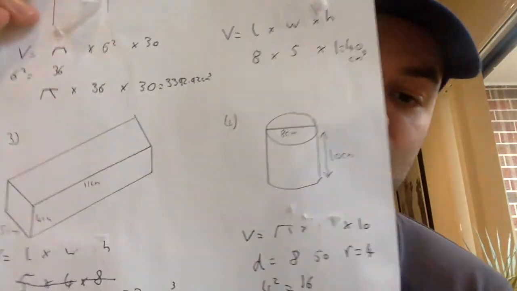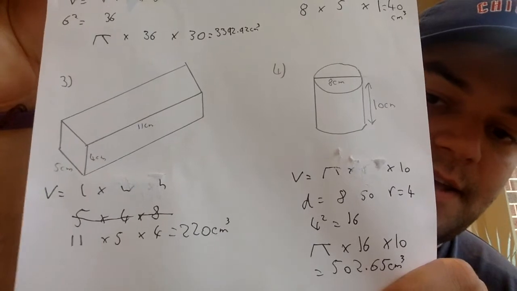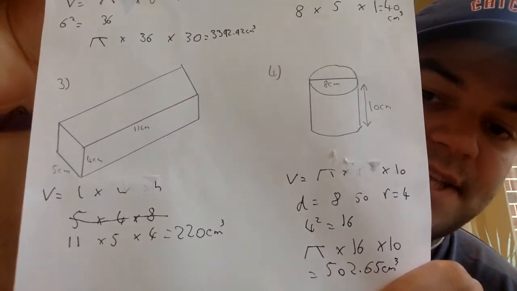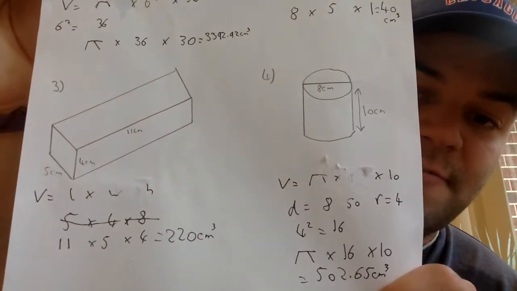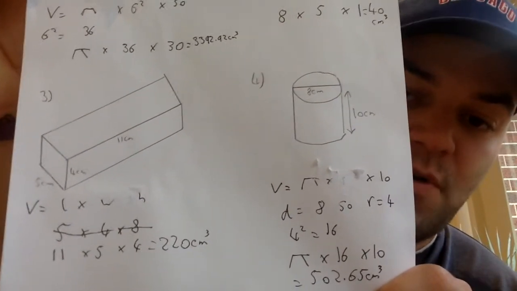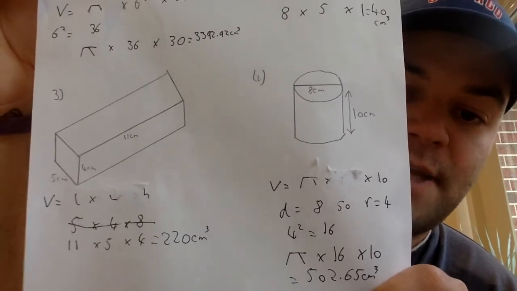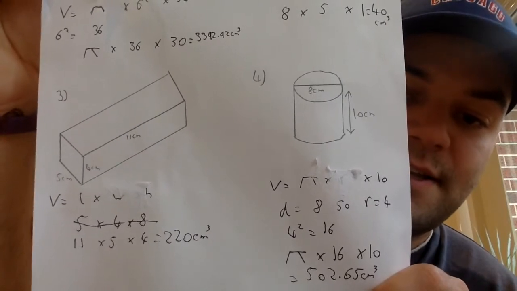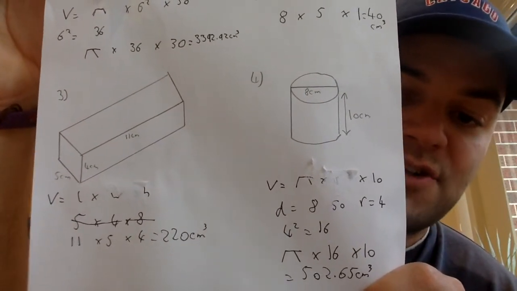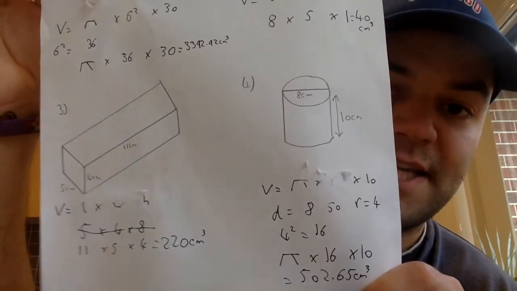And question 4 is a little bit different. I gave you the diameter of the circle as 8 centimeters, so that means the radius is 4. So we don't want to do anything with the 8, we want to focus on the 4, which is the radius. 4 squared is 16. So putting it into the formula, pi times 16 times 10 gives you 502.65 centimetres cubed, again to 2 decimal places.